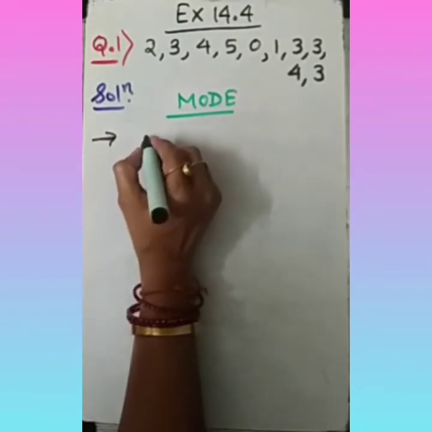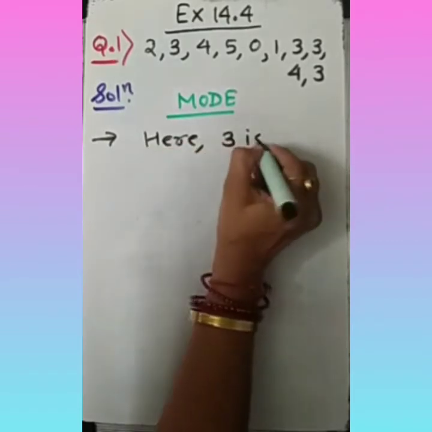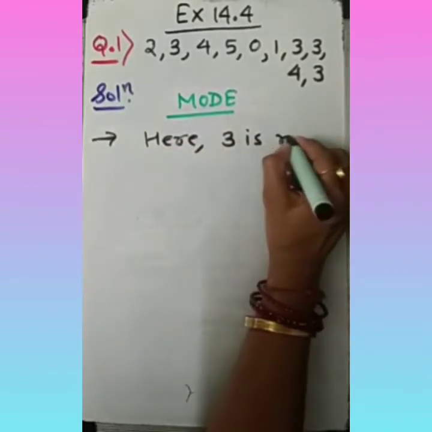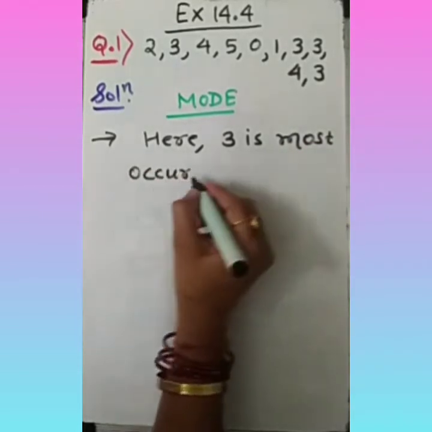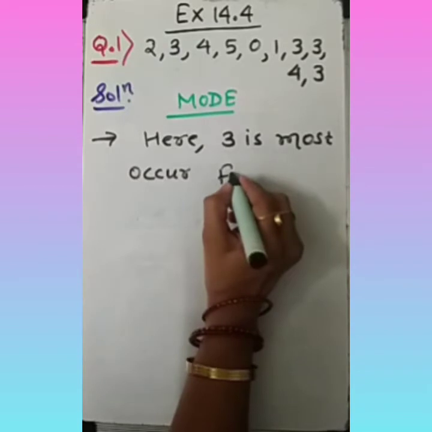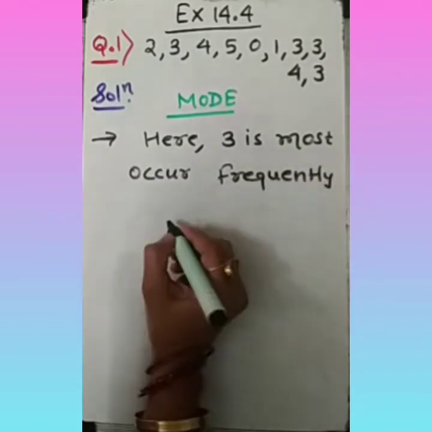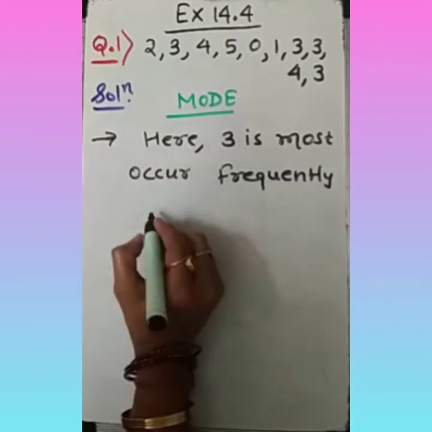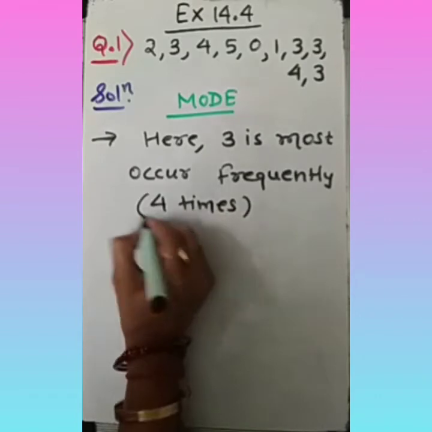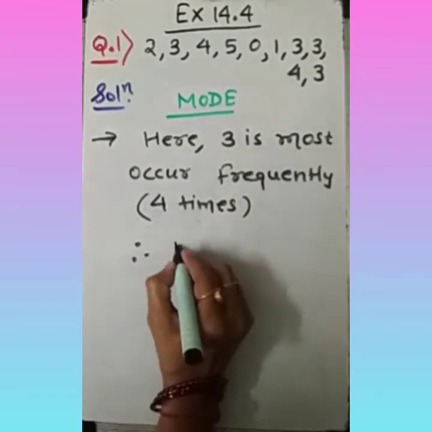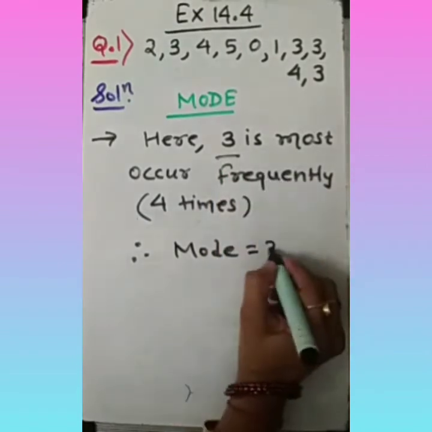Therefore, here 3 is the most repeated, or you can mention it occurs most frequently, same thing. How many times has it been repeated? 4 times. Therefore we need to say the mode of the data is 3. Clear to you, my dear student?